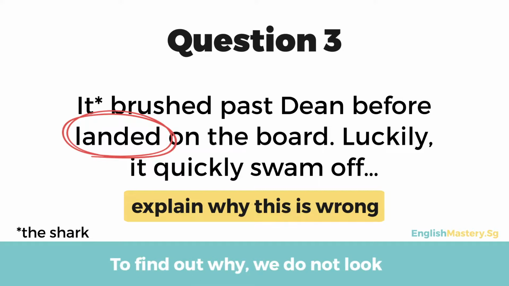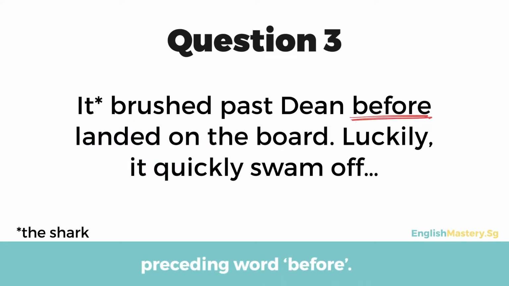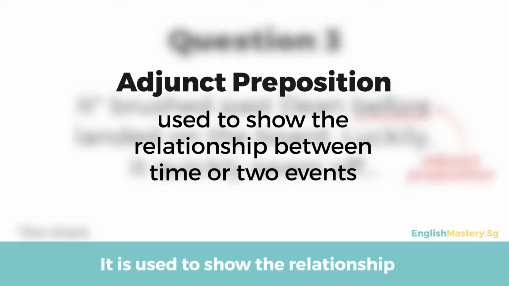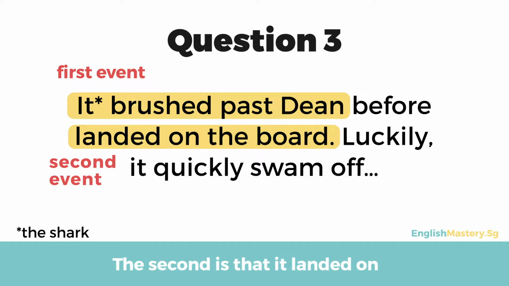Knowing the why is as important as getting the correct answer. To find out why, we do not look at the word landed itself, but we have to consider the preceding word before. Before is an adjunct preposition. It is used to show the relationship between time or two events. The first event is that the shark brushed past Dean. The second is that it landed on the board after the first event.